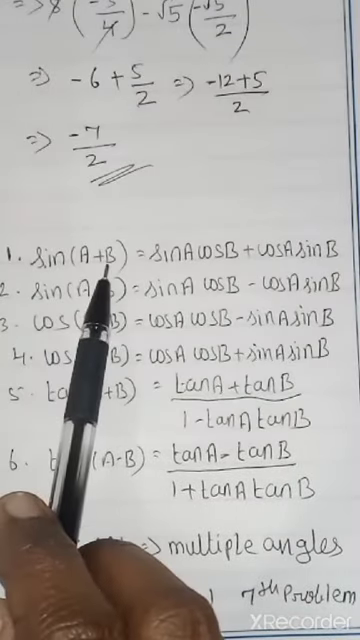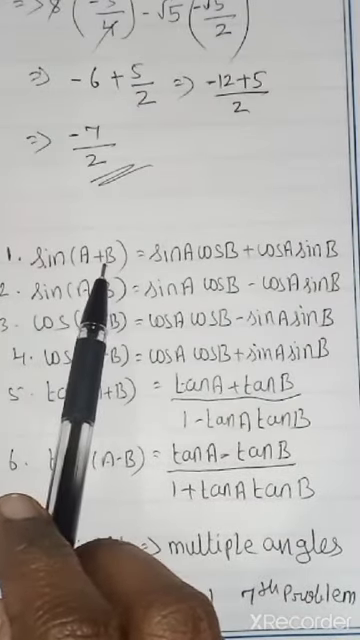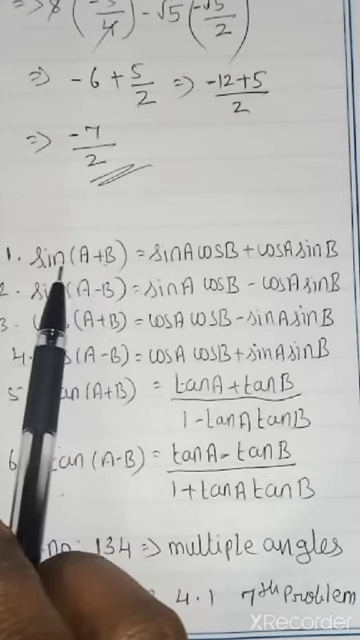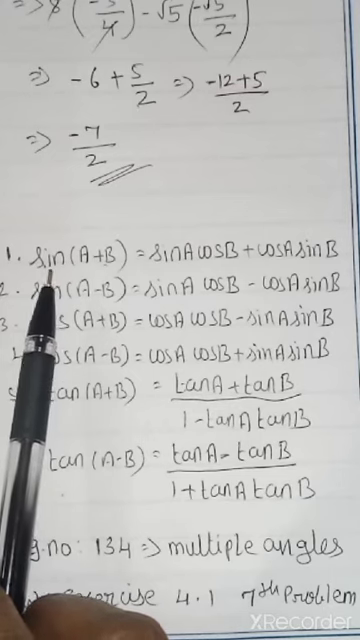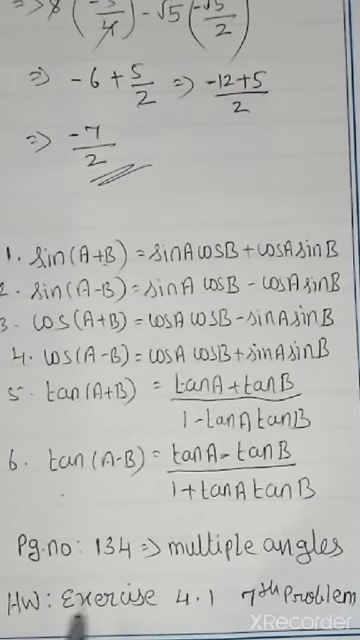So sin A plus B is your compound angle, and multiple angles are sin 2A, cos 2A, tan 2A, sin 3A. These are called multiple angles. That formula you have on page number 134. You have some 6 multiple angle formulas. That also, including the note, you have to copy down in your classwork note.